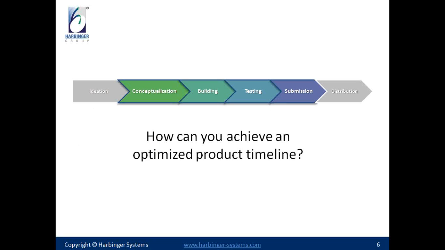So coming to the core part of this webinar, we will try to understand how we can optimize the product timeline so that we can achieve the target of completing an app in maybe 45 to 60 days. For the scope of this webinar, we would be focusing on the conceptualization, building, testing, and submission phases of the life cycle. Ideation and distribution would not be considered, as these are phases of the life cycle which usually happen a long time before the actual conceptualization takes place, and distribution mainly falls into the marketing aspect of the application.